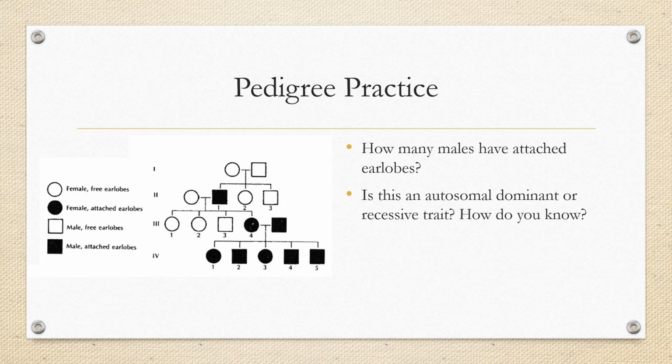Well, our males are squares, and the males with the trait that we're looking at are shaded in because it says male attached earlobes next to our shaded in key. So all I have to do is come over here and check how many shaded in males I have, which is 1, 2, 3, 4, 5.